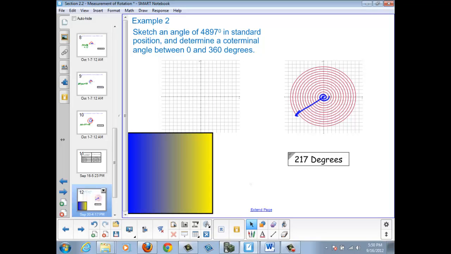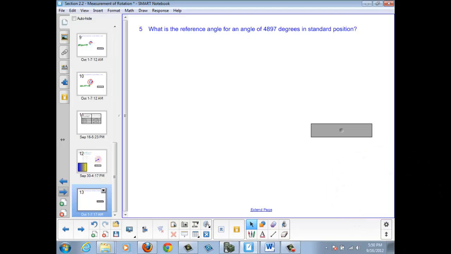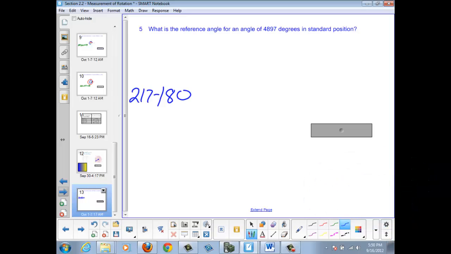Okay, so naturally with that 217 degree angle, I'm going to follow up with asking you for the reference angle for an angle of 4,897 degrees. Well, 217 degrees is in the third quadrant, so we know we just take 180 and subtract it from our 217 degrees. And we should get, yes, 37 degrees. And that's our lesson.